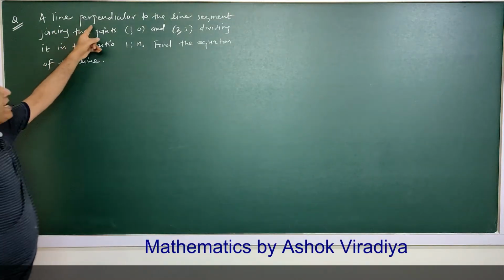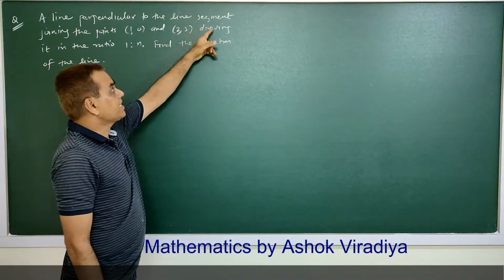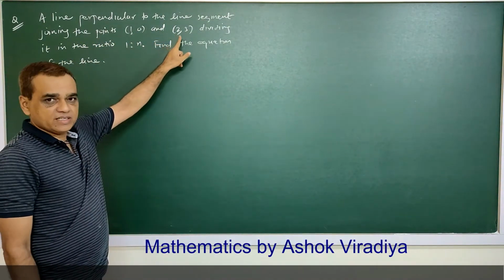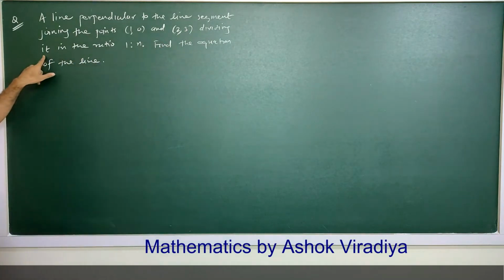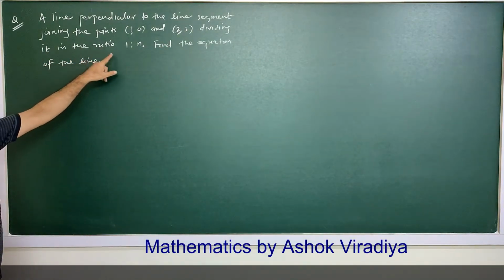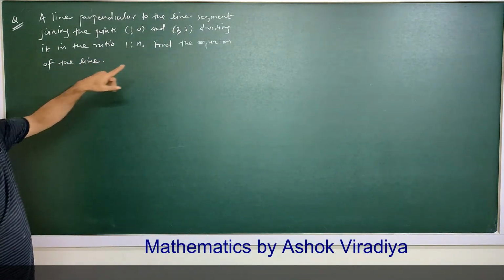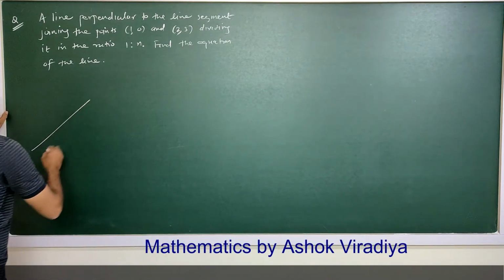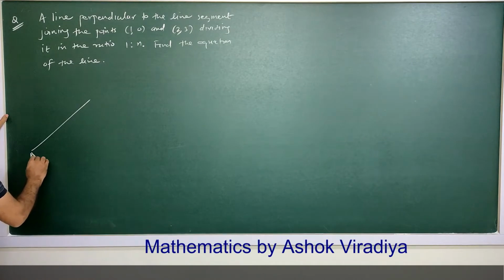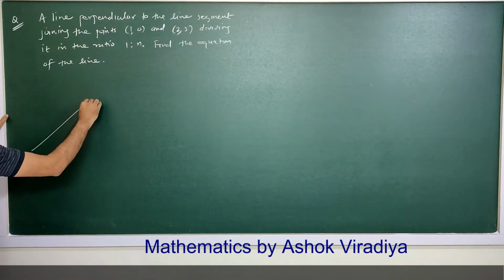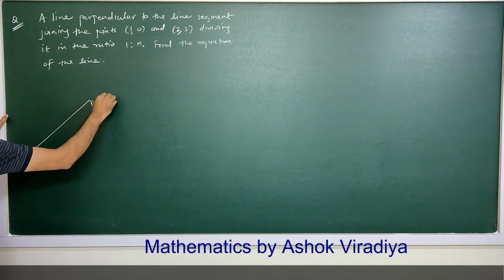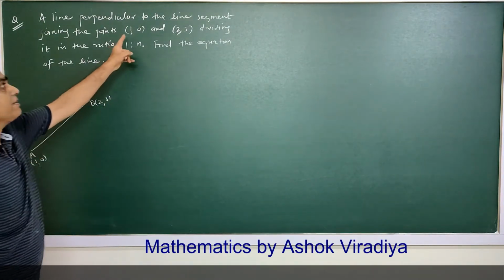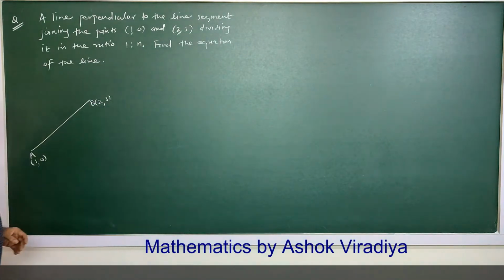Find the equation of a line perpendicular to the line segment joining the points (1, 0) and (2, 3), dividing it in the ratio 1:n. So here we say A is (1, 0) and B is (2, 3). Suppose that these are A and B. This is the line segment AB joining these two points.